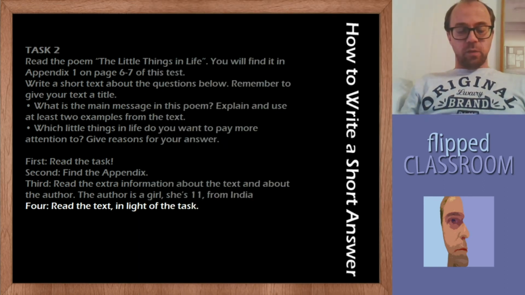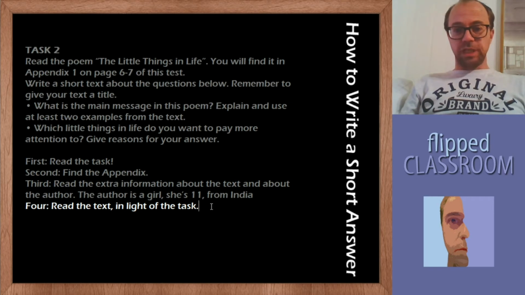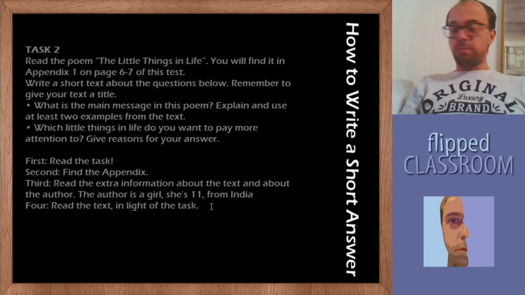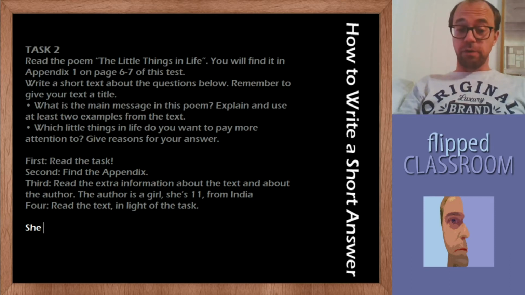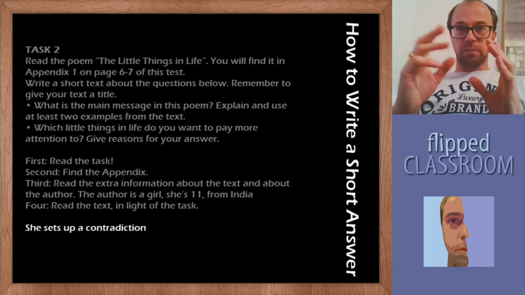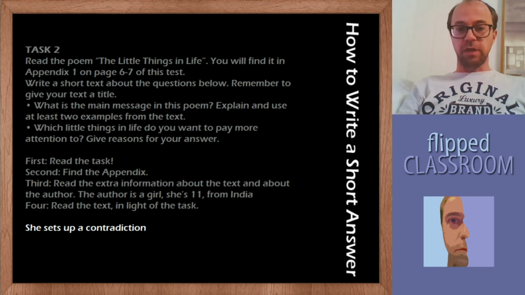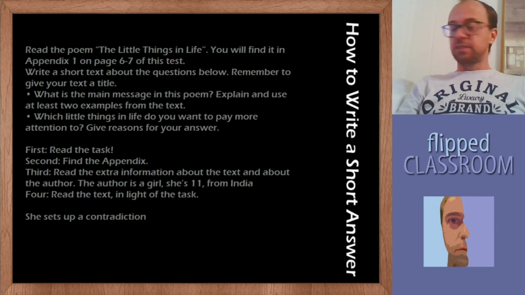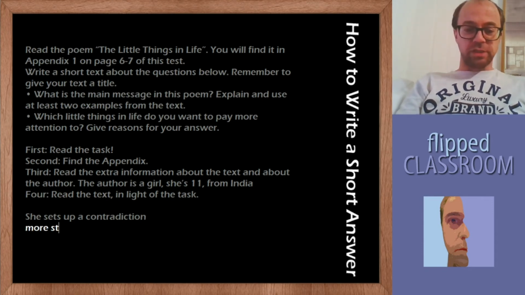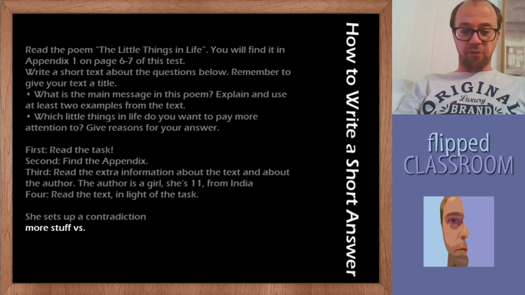Okay, when I read this text, what did I find out? So here are my notes from my reading of this text. The main message: what I found when I read the text is that the author kind of sets up a contradiction in the text. Contradictions are things that are opposed to each other. So she sets up a contradiction. She talks about having more stuff versus love and care.